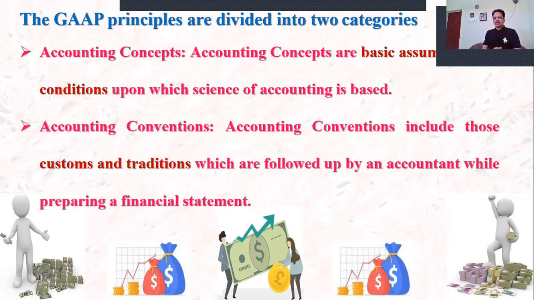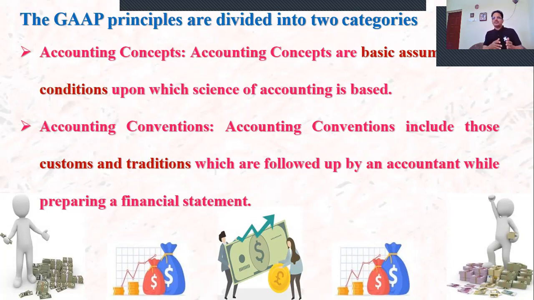Another is convention. Convention is a little different. Conventions include those customs and traditions. Traditionally, we have been following some customs or traditional methods for long years. That is also called convention. So accounting principles include both the concepts and conventions: 14 concepts and three conventions. We'll discuss them one by one.